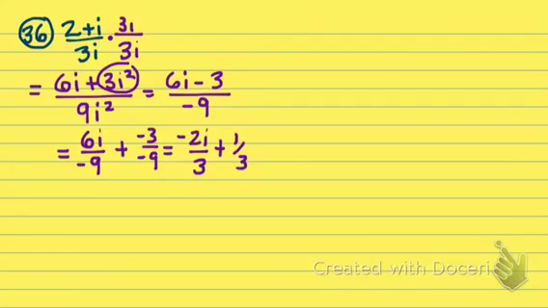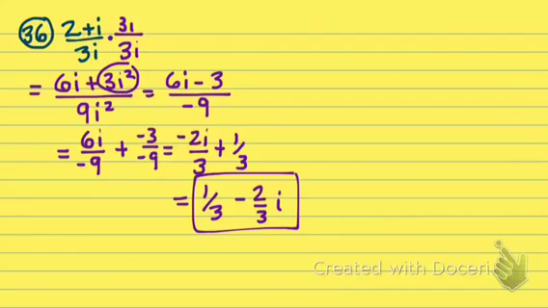But remember, to be in truly standard form, we should have the constant first. So that's going to be 1/3 minus 2/3 i. There's my answer. Glitches and all.